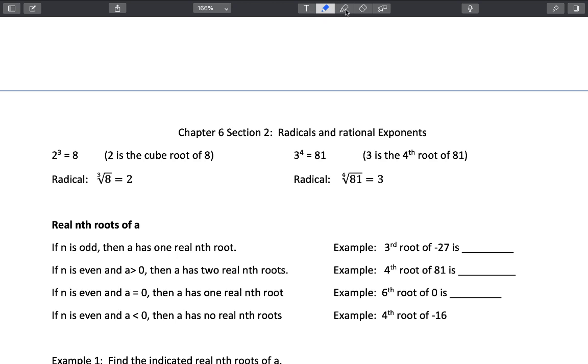Welcome to Unit 6, Section 2. Today we're going to take a look at radicals and rational exponents. You might be thinking to yourself, what the heck are radicals and rational exponents? But before we jump in, let's quickly talk about what we learned yesterday.